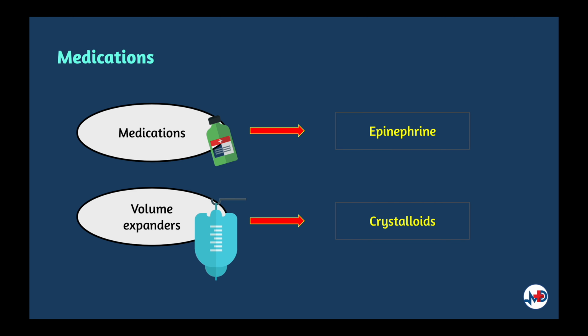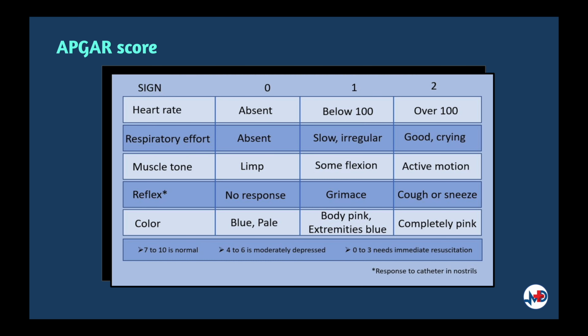Next, let's take a look at the APGAR score. It is a semi-objective measure of assessing the infant's respiratory, circulatory, and neurological status at birth. It is scored at the first minute and the fifth minute. Any score of 7 to 10 is normal, 4 to 6 is moderately depressed, and 0 to 3 needs immediate resuscitation.